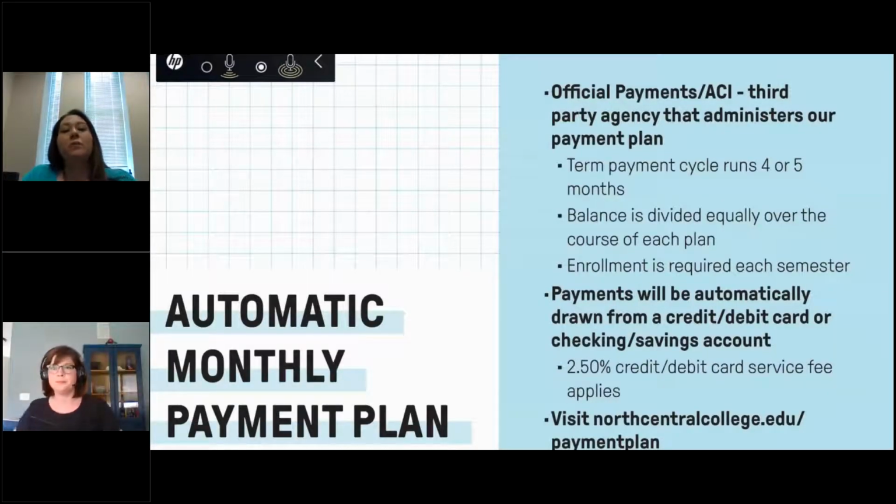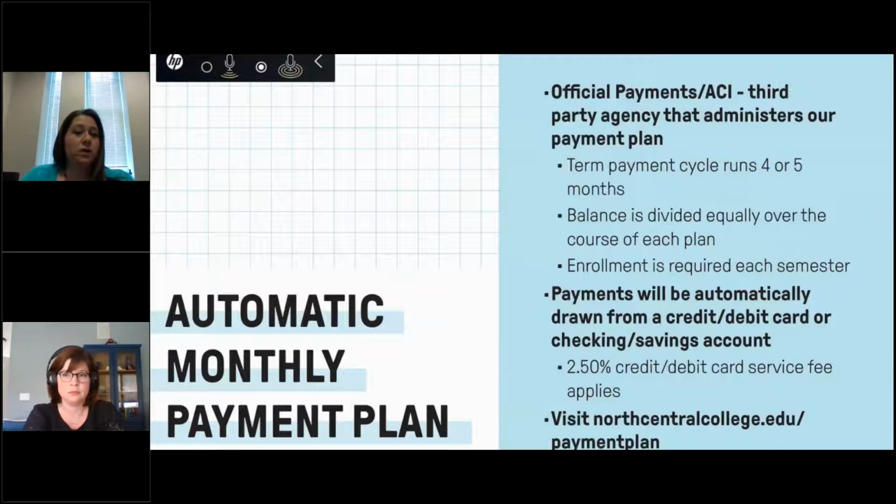If you're not paying in full by the beginning of the semester, as Ann touched on earlier, we do offer two alternatives. The first is an automatic monthly payment plan. This is a monthly payment plan that's administered by a third-party servicer called ACI, or Official Payments. You could see either name when you're signing up. Those term payment cycles could be for 4 months or 5 months. The 5-month cycle will always start first.